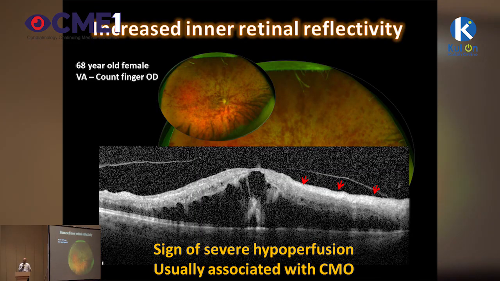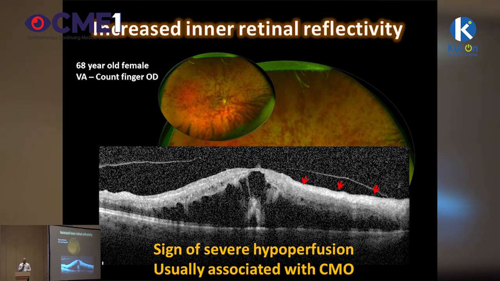Now there's a different type of ischemia which I'm going to show you now, which is different to PAM. Now this is a patient that also presented with a central retinal vein occlusion. You can see there's lots of retinal hemorrhages in all 4 quadrants. The optic disc is swollen, the retinal veins are tortuous and dilated.